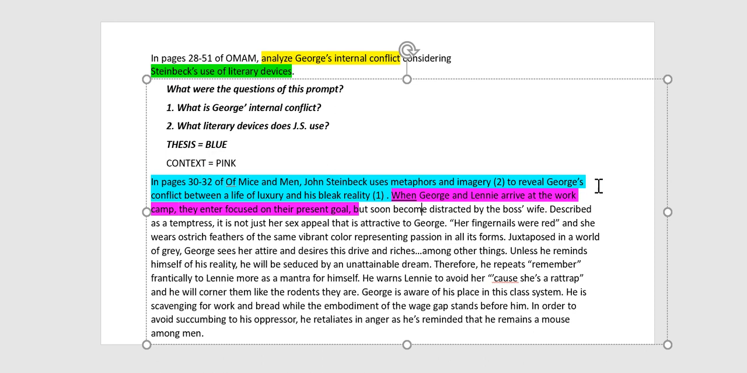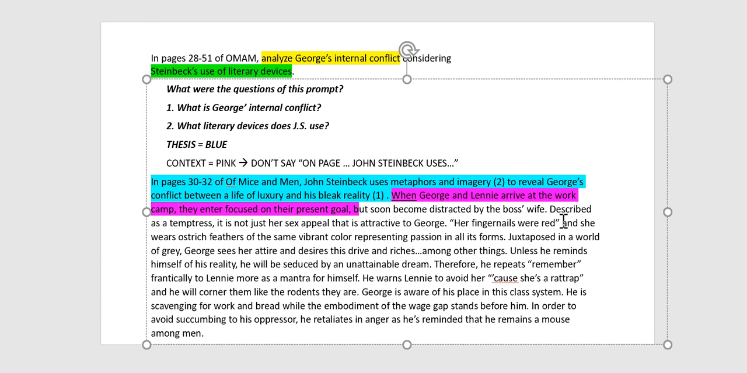Notice I did not say on page 1, John Steinbeck uses a metaphor saying. I provided context instead. So let's say beside context, don't say on page 1 or page, John Steinbeck uses. That's a no.